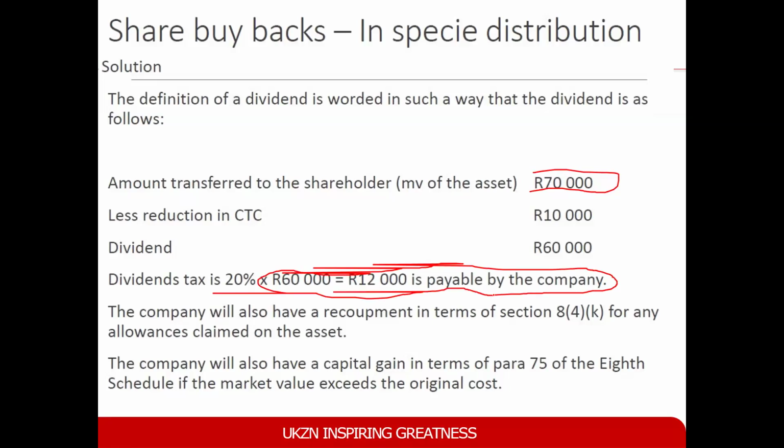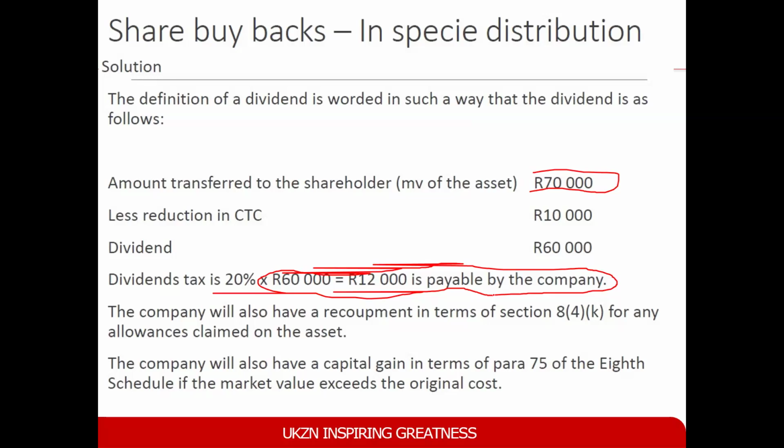Why? Because it is a dividend in specie. A dividend in specie, the company pays the dividend tax. The company will also have a recoupment in terms of the A4 for any allowances claimed on the asset. They'll have to recoup it, add it back to the taxable income. The company also has a capital gain. So we'll talk about the base cost, then also calculate the capital gain.